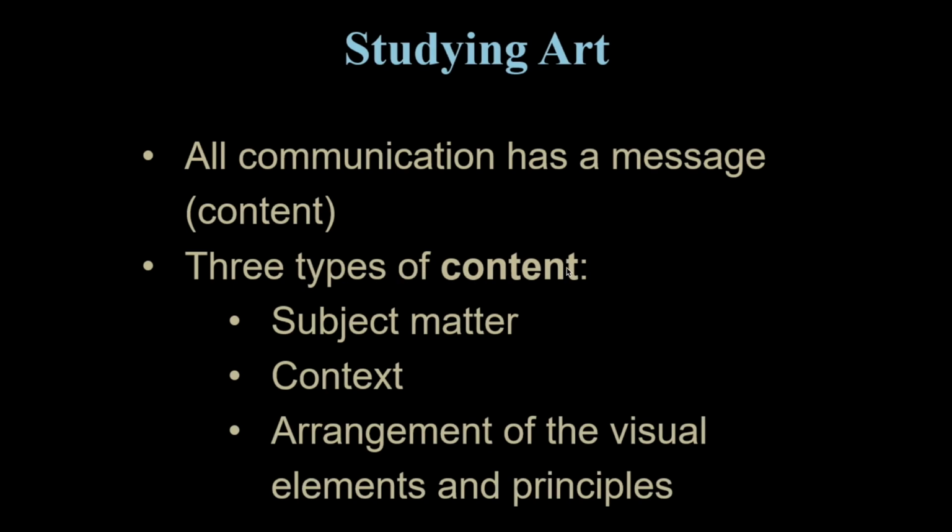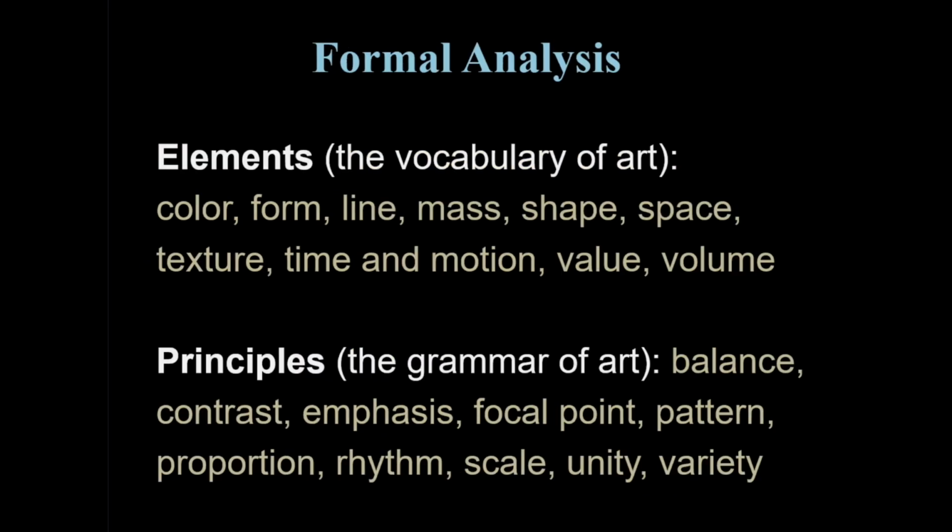The content. The content is made up of the subject matter, the context, and the arrangement of the visual elements and principles. The elements are made up of color, form, line, mass, shape, space, texture, time and motion, value, and volume. And the principles, balance, contrast, emphasis, focal point, pattern, proportion, rhythm, scale, unity, and variety, are the grammar and the vocabulary. And these are what we'll use to describe a piece of art.